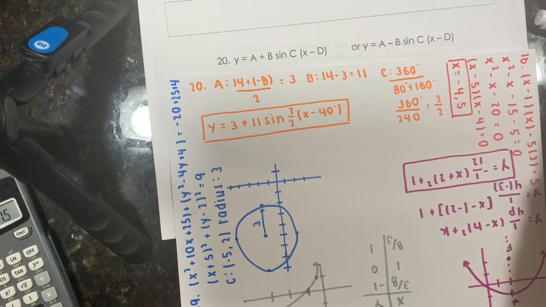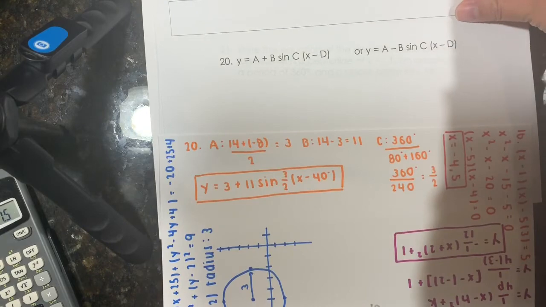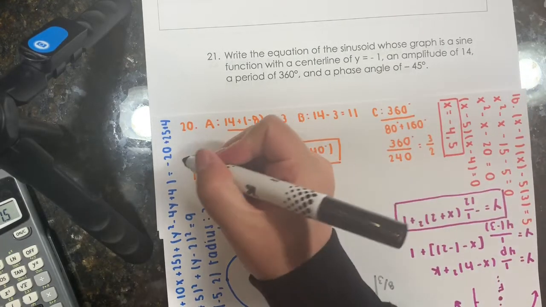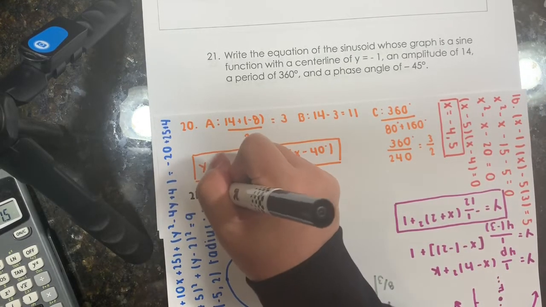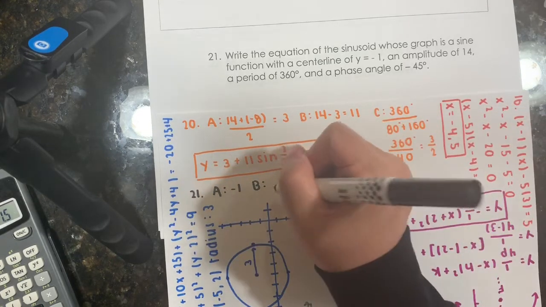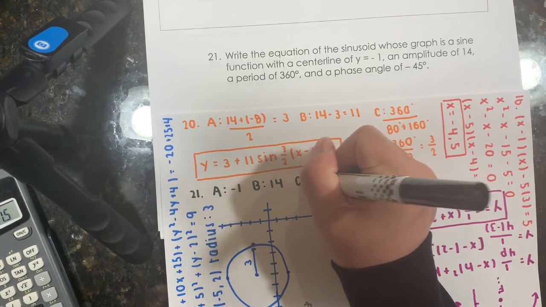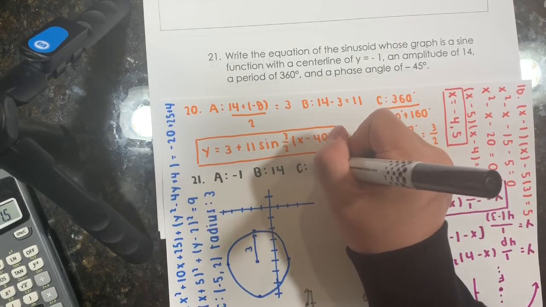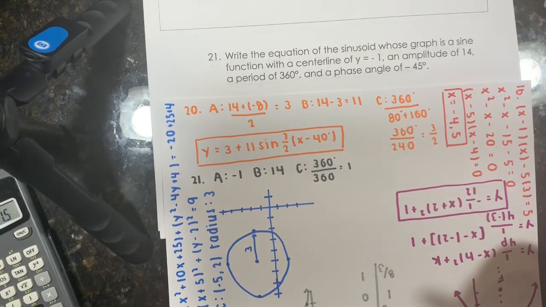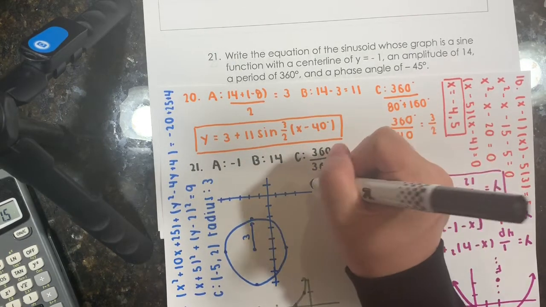Okay. So now moving on to number 21. For number 21, it's kind of a similar problem. It says write the equation of the sinusoid whose graph is a sine function with a center line of -1, an amplitude of 14, a period of 360, and a phase angle of -40. So they give us everything we need for number 21. We have A, which is the midline, the center line, which is -1. We have B, which is our amplitude, which is 14. C, they give us the length of the period. So we would do 360 divided by the length of the period, which means that's going to be just equal to 1. And now I just need to plug this all into my equation.